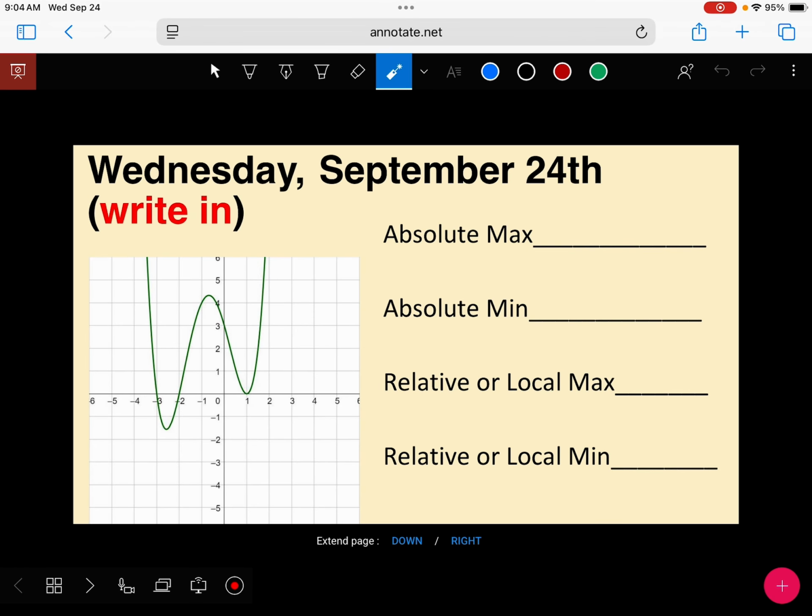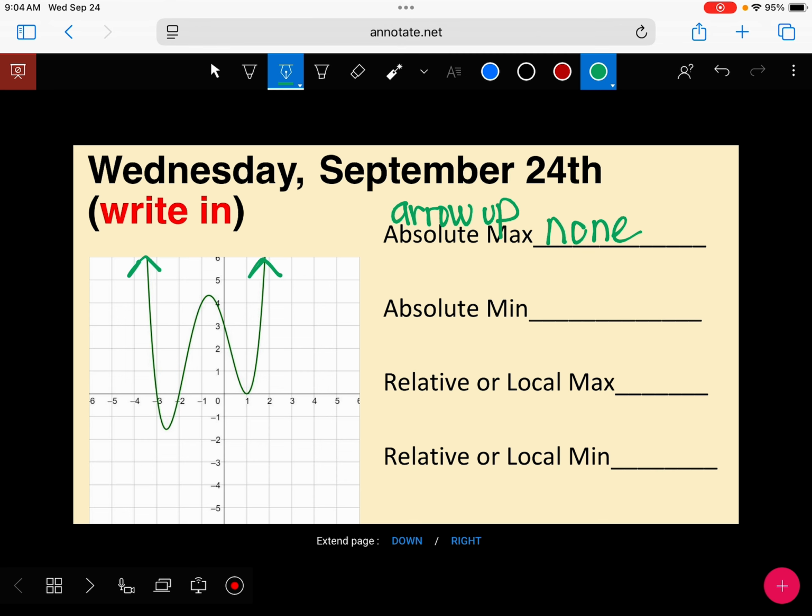All right, absolute max. You don't have an absolute max. If you have arrows pointing up, there is no max. Anytime you have arrows pointing up, there is no max. Do we have any arrows pointing down? No, so we do have a minimum.